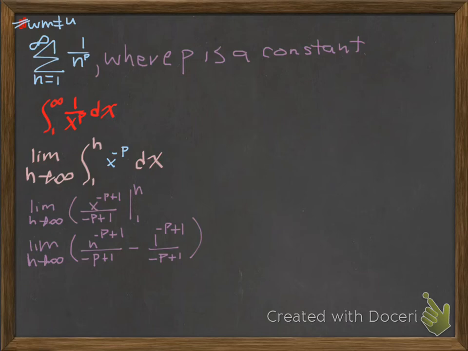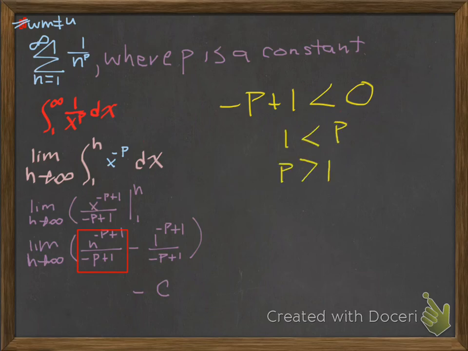What's upper? Now, that part here is what we're concerned with, because it's the only part with h. So then we run that limit, and it's only going to converge if our infinity is in the denominator. And our infinity is in the denominator if minus p plus 1 is smaller than 0. So we go and we find out what our p is. Our p must be bigger than 1. So by the integral test, if that integral converges, then the series converges.